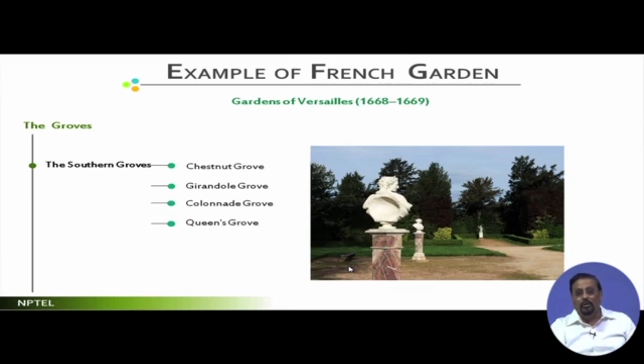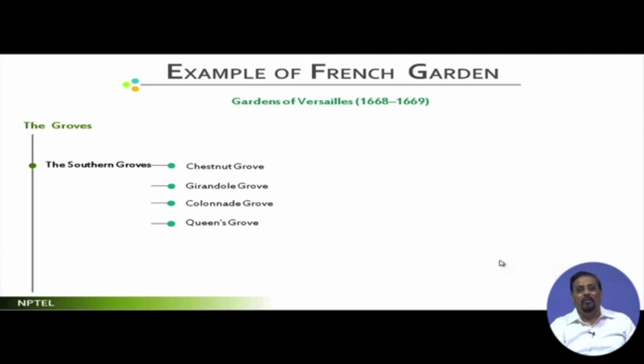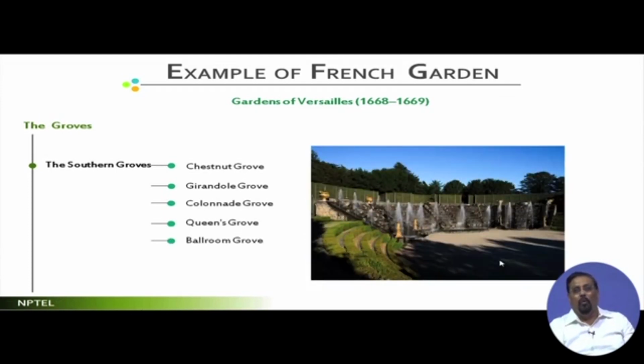And then we have the Queen's Grove, then the Ballroom Grove. This particular area is essentially for their recreation purposes. Here we do see another thing. The vegetation is planted on terraces, and then there are stone walls and other things at the backdrop, and then we have the fountains over here, and then we have the vegetative grove at the back. So, this is what is identified in this particular example as the Ballroom Grove.